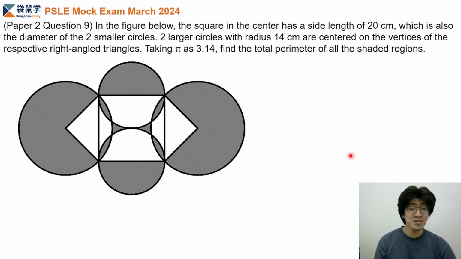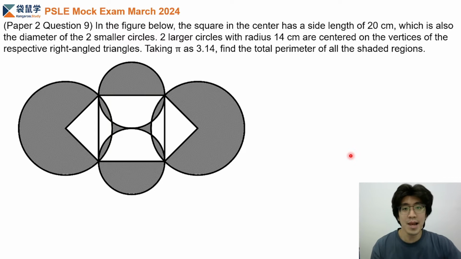Now, why do I want to talk about this question? It is because this question is one of the questions that has the lowest scoring percentage, which means out of all the students, most of them weren't able to get this question. So let's see what we can learn from it and why it is so difficult.